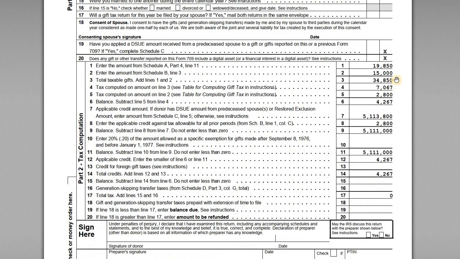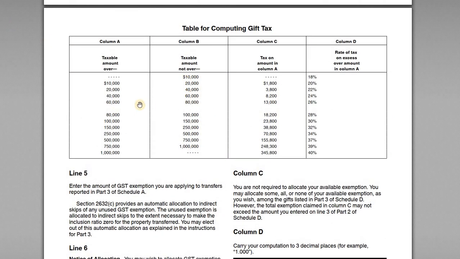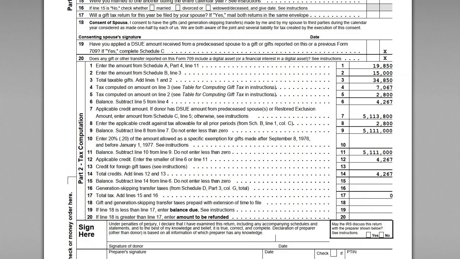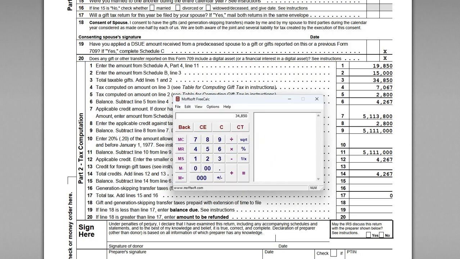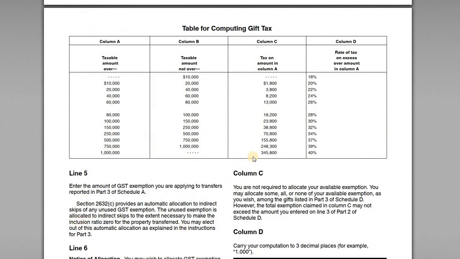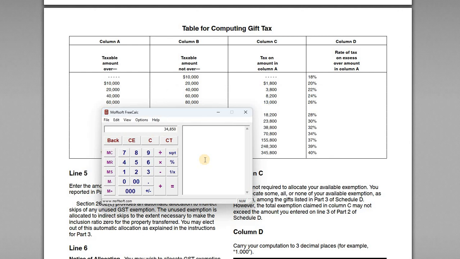And so if we start with our line 3 figure of $34,850, we go to the table and we look for what range we're within. So $34,850, we're between $20,000 and $40,000. So the amount of tax is $3,800 plus 22% of the excess over 20. All right, so remember we're working with $34,850. So let me get our calculator out here. So we have $34,850, and then we are subtracting 20,000, and we are taking 22% of that excess and adding $3,800.